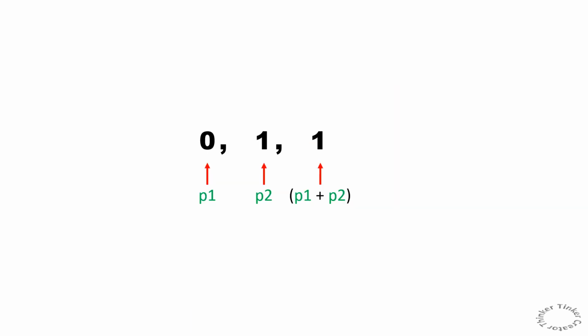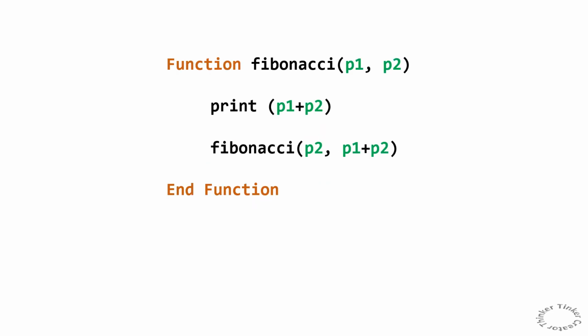So far we have 3 numbers in the Fibonacci sequence. The next number is the sum of this and this. So we need to pass in these 2 as parameters. And here is the updated function.